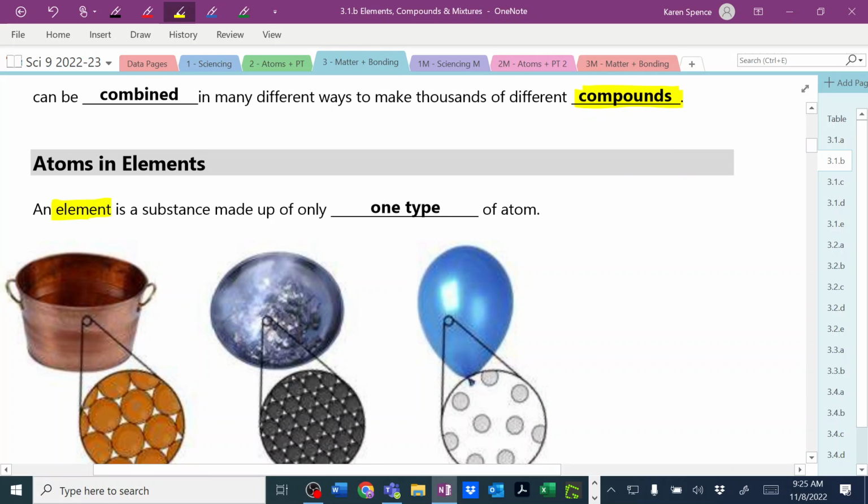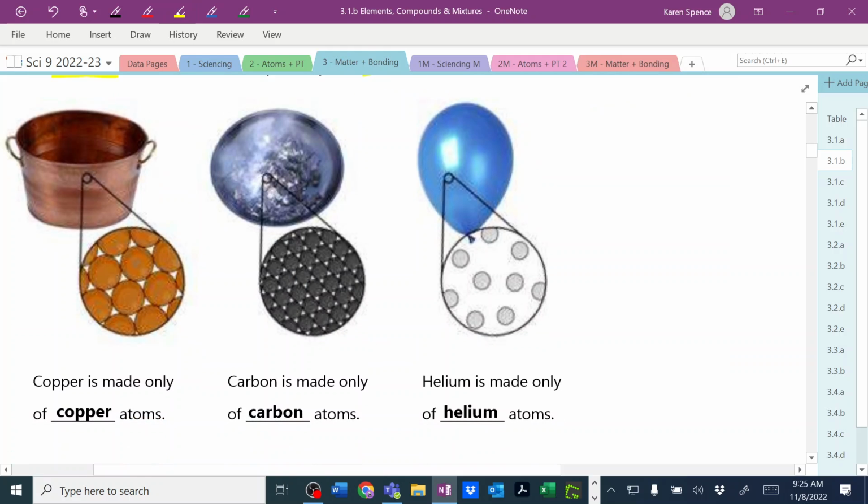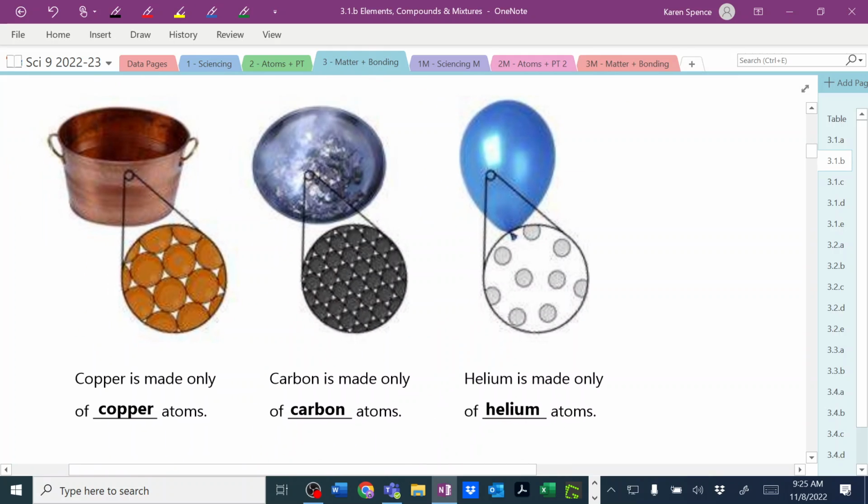If you have an element, how many types of atoms are there in an element? Only one type. And I know it's hard to see on your paper because it's all black and white, but if you look at this sample of copper, all of those atoms are copper. You could say, this is a Cu, this is a Cu, this is a Cu. It's only copper, only copper.